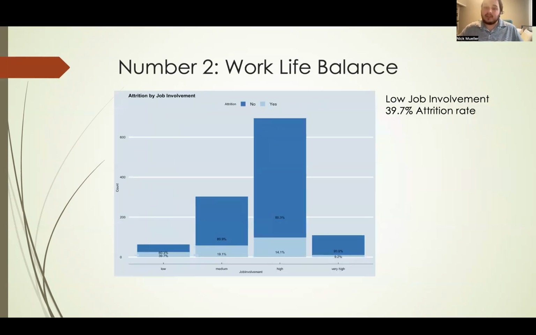And then on the complete other side is attrition by job involvement. Those people with low job involvement, they don't like coming in, and they're going to have about a 40% attrition rate.